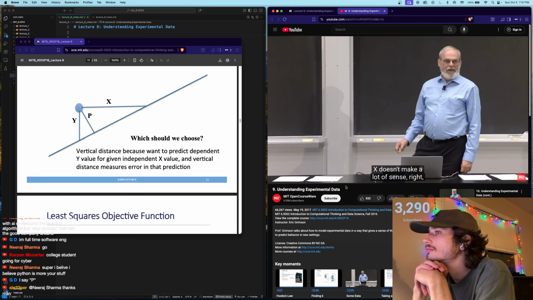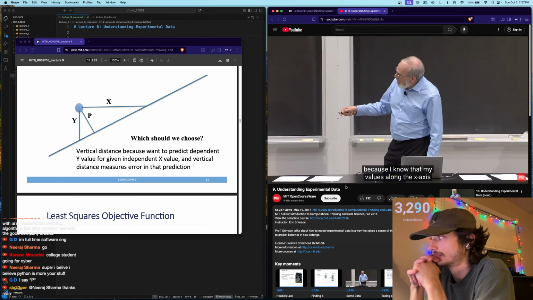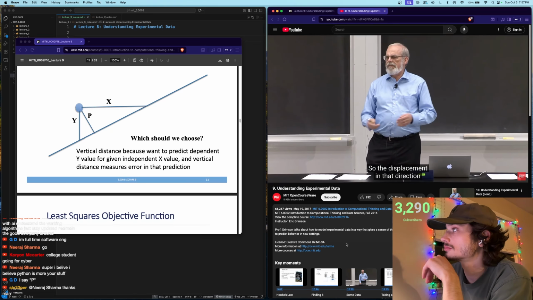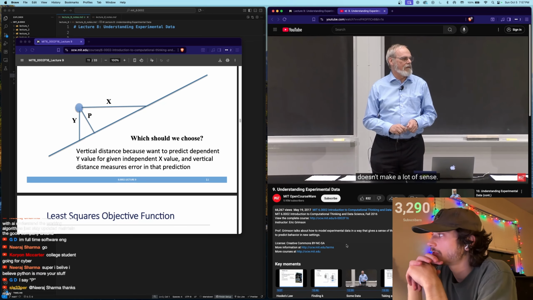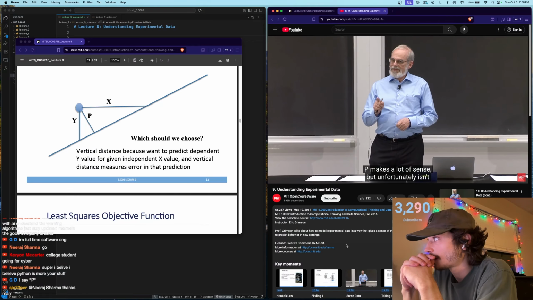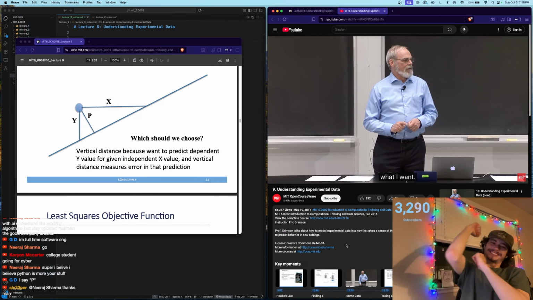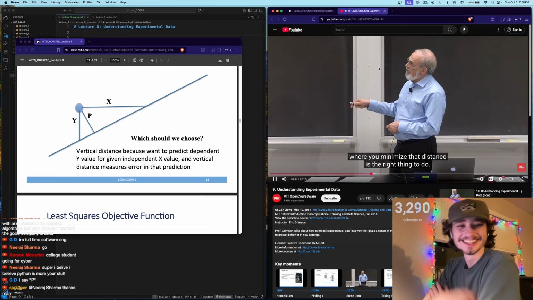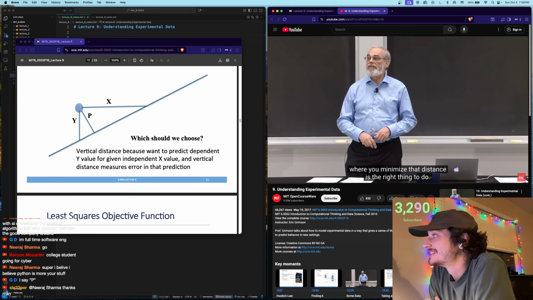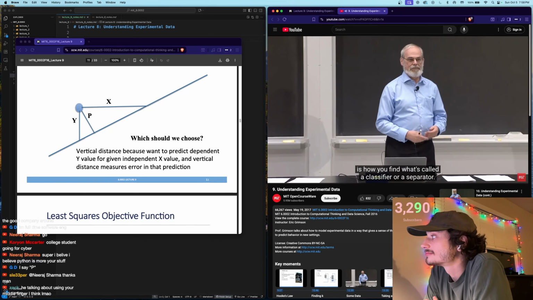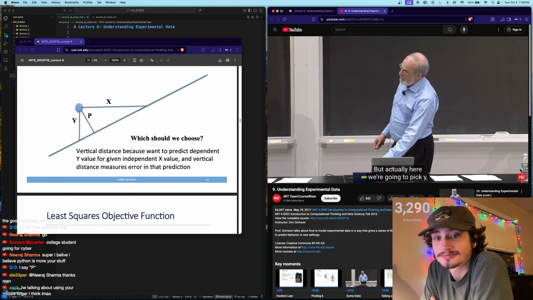X doesn't make a lot of sense, right? Because I know that my values along the x-axis are independent measurements. So the displacement in that direction doesn't make a lot of sense. P makes a lot of sense, but unfortunately isn't what I want. We're going to see examples later on where minimizing that distance is in fact the right thing to do. When we do machine learning, that is how you find what's called a classifier or a separator. But actually here, we're going to pick y.